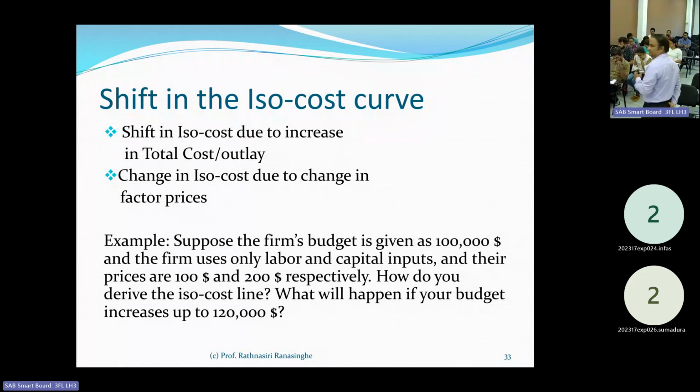Can you quickly derive the isocost curve based on this information? And what happens if the allocation increases from $100,000 to $120,000? The total outlay is increased from 100,000 to 120,000. What happens? It is a rise of cost. Can you give me the answer?